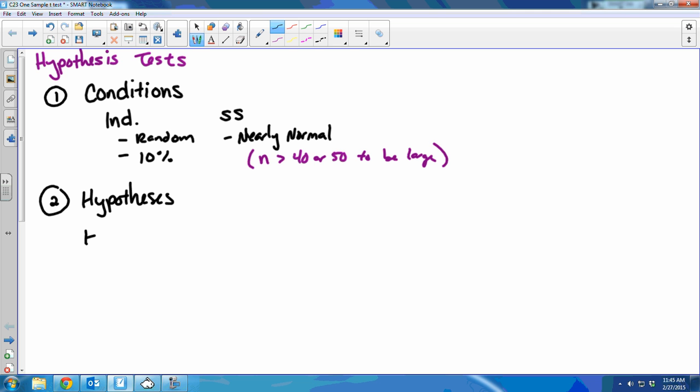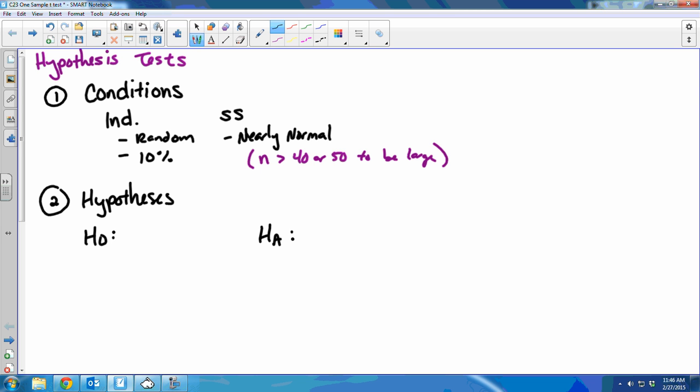We're going to have H0 and HA. You always use parameters in your hypotheses, not statistics. We talked about this a little bit yesterday, statistics versus parameters, to make sure we got them straight. So you always use population parameters in your hypotheses, not sample statistics.